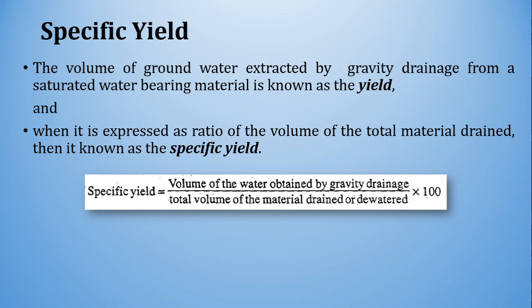So what is specific yield? Numerically you can see the formula. Specific yield is equal to volume of the water obtained by the gravity drainage divided by total volume of the material drained or dewatered multiplied by 100. So specific yield, it is expressed in percentage.